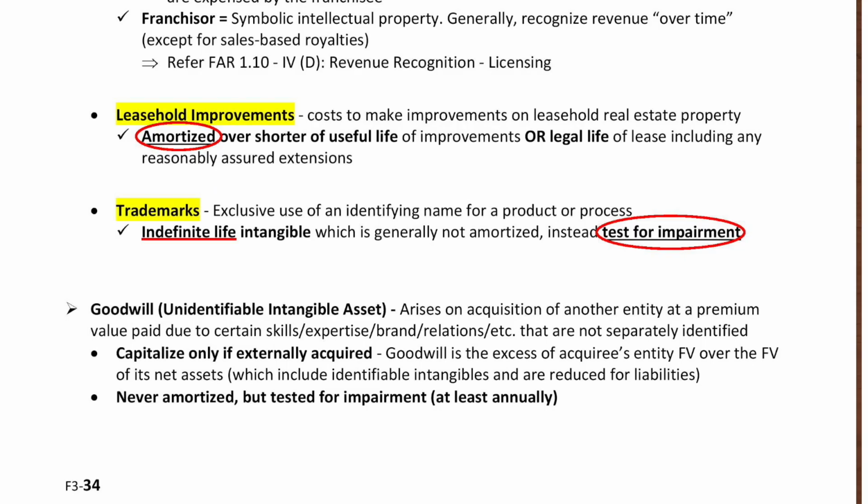We're looking at goodwill, which is an unidentifiable intangible asset. Goodwill arises on acquisition of another entity at a premium value paid due to certain skills, expertise, brand, relations, etc. that are not separately identified. You need to highlight capitalized goodwill only if it's externally acquired. Since goodwill is an indefinite life intangible, highlight never amortized, only tested for impairment at least annually.